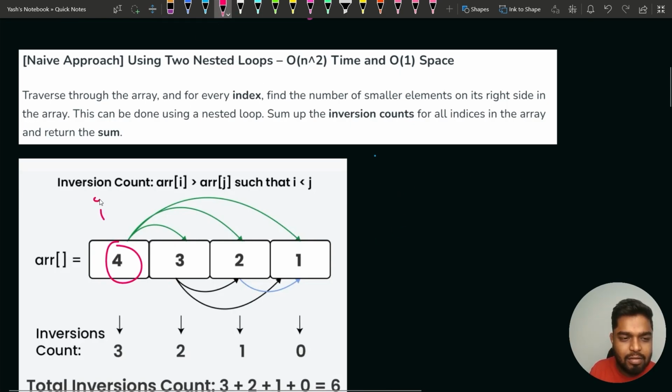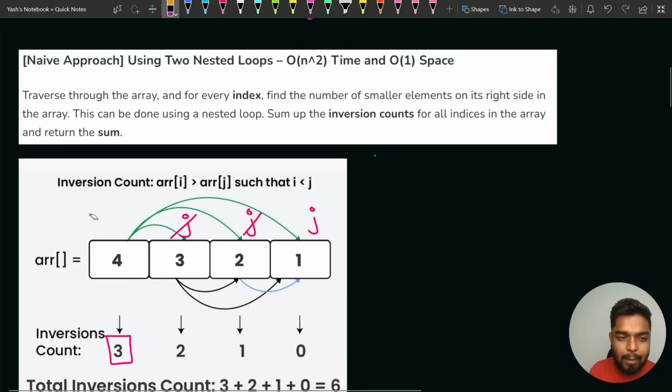Okay, what will happen here is, firstly your i will be starting here, and then your j will be starting from i plus 1. So j will be here. Since the ith element is greater than the jth, you'll count. Then after that j will move here. Again the ith element is greater. Then after that j will move here. Again the ith element is greater. So that is why the inversion count with respect to the element 4 will be 3 here.